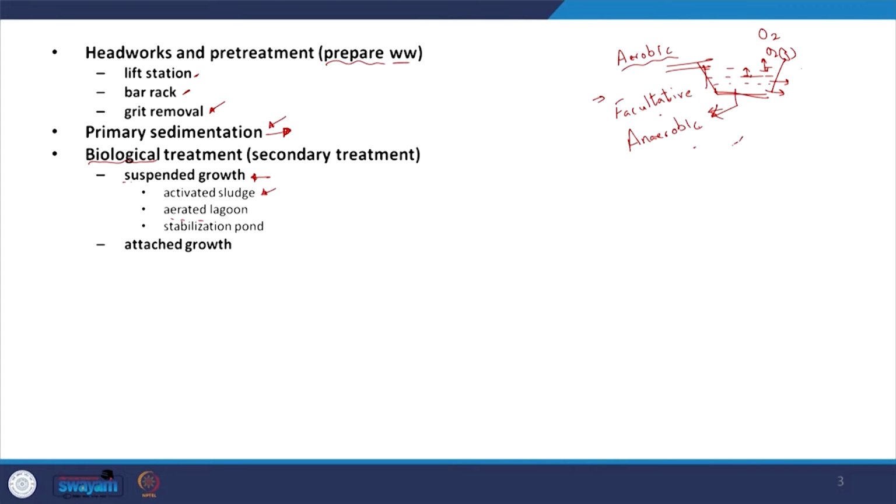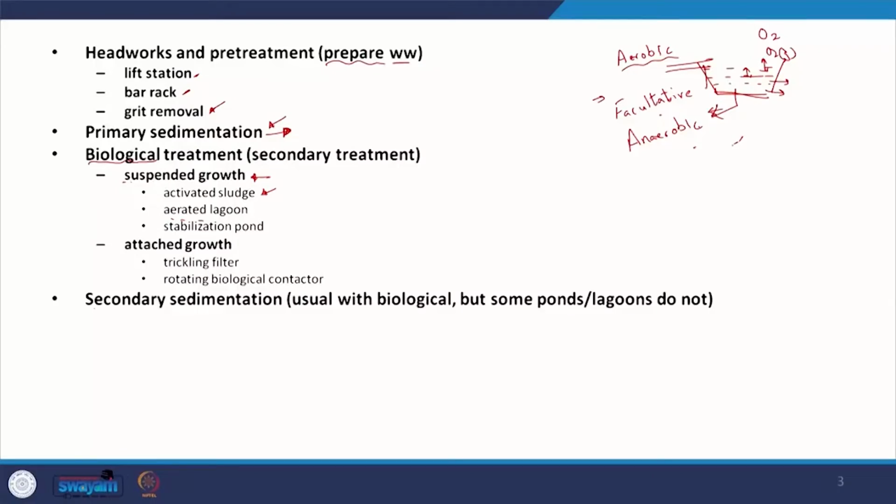So, attached growth. Sometimes you see microbes growing on the walls of poorly cleaned restrooms, or near canals, or at the outlet of wastewater. That's more or less attached growth. You have microbes developing on a media or a surface. So here we have the trickling filter and rotating biological contactor, and then we move on to secondary sedimentation.